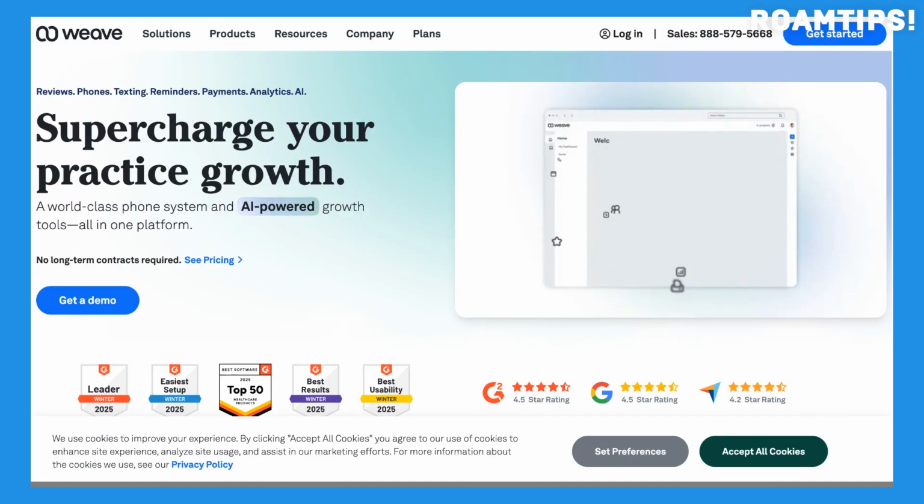However, Weave isn't without its learning curve. The interface, while visually appealing, can feel a little overwhelming initially, with a multitude of features and options. It takes some time to truly understand the power and flexibility of the platform and to tailor it to your specific needs. Another aspect to consider is the pricing structure.